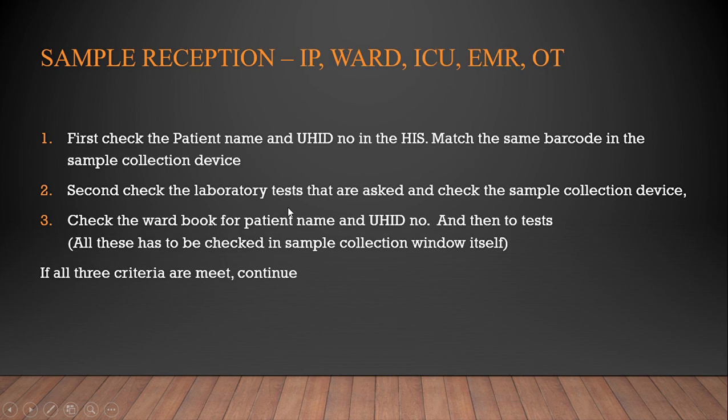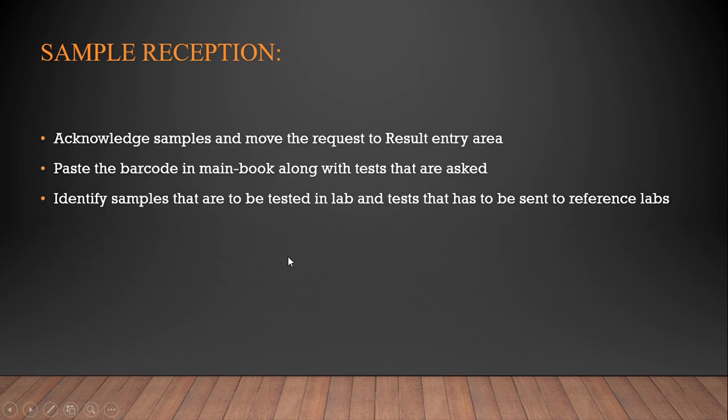Whereas in the case of ICU and emergency, again you have to match the patient name and UHID number with the respective samples, and then check the tests that are present, whether the test and the collection devices are properly present and matching or not. Once that is done, check the book. Here also the entry in the book and the HIS should both match. The patient name and UHID number in the book, the request in the HIS and the samples, all three have to match. Once all these three are met, then only we will continue.